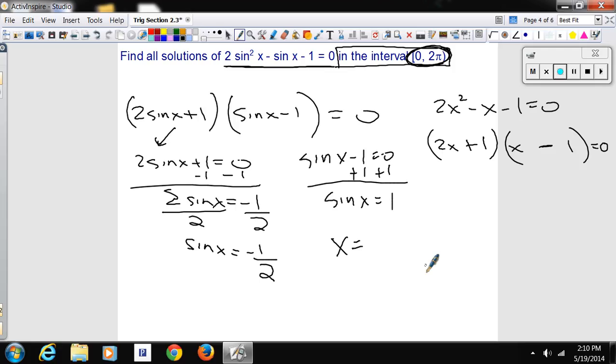And I don't have to add the 2n pi or the n pi or anything like that, because it just wants to know what answers are on your chart. From 0 to 2 pi, which ones are listed. So let's find the negative 1/2 first. Where's the sine of negative 1/2? 7 pi over 6, 11 pi over 6.